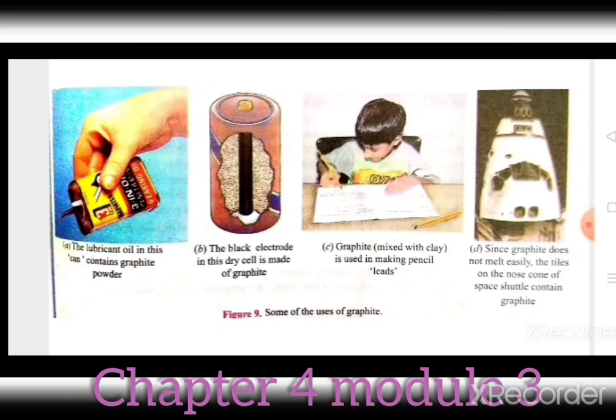Then since graphite does not melt easily, the tiles on the nose cone of space shuttle contain graphite. As you all are aware about space shuttles which are sent to space for different purposes. So the nose, that means the upper part, is made up of graphite because it does not melt easily. So it can withstand the heat energy or the friction which is experienced by the shuttle, and it is due to the atmosphere of the earth.